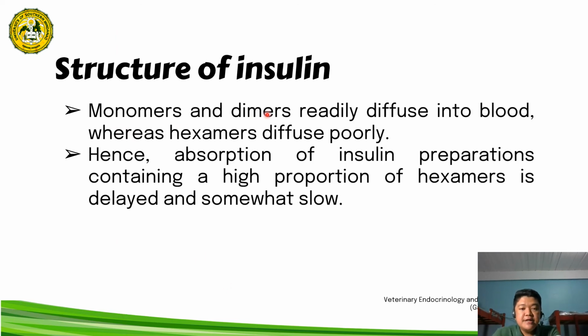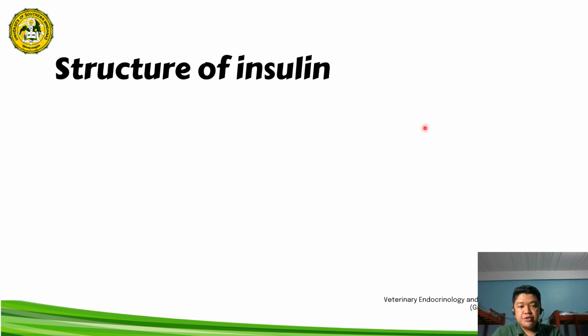So monomers and dimers readily diffuse into the blood, whereas hexamers diffuse poorly into the blood. Hence, absorption of insulin preparations containing a high proportion of hexamer is delayed and somewhat slow because of the presence of this. Again, because it is larger and because of the presence of the zinc ions, which are considered to be polar in nature.